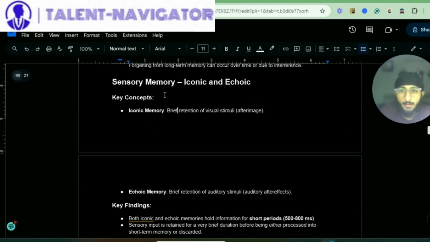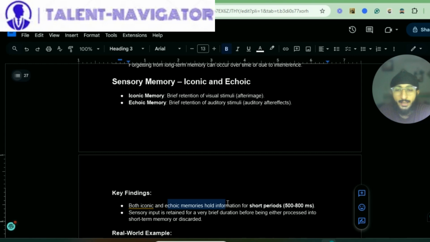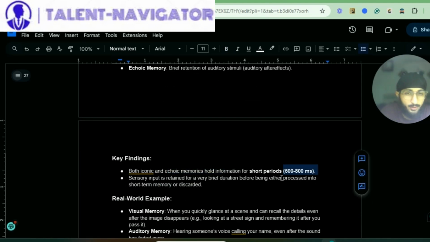Key concepts: iconic memory is the brief retention of visual images, and echoic memory is the brief retention of auditory stimuli, auditory after-effects. Key findings: both iconic and echoic memories hold information for short periods, 500 to 800 milliseconds. Sensory input is retained for a very brief duration before being either processed into short-term memory or discarded.